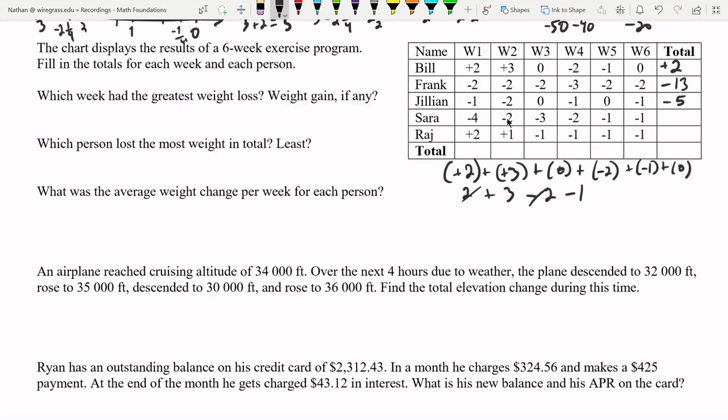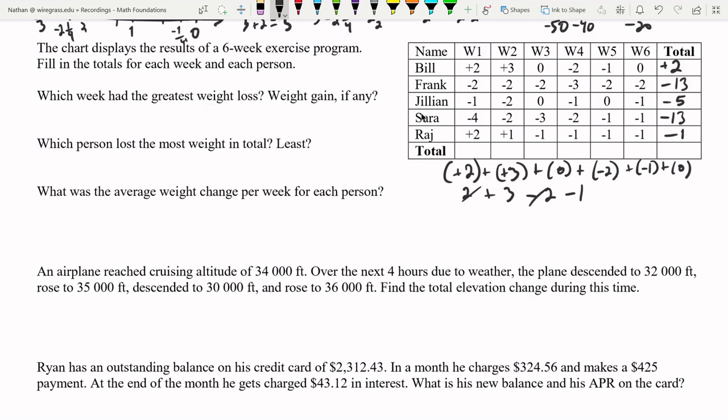Here we have minus 4, minus 2, minus 3. It's going to be minus 6. Then minus 9, minus 11, minus 12, minus 13 here. Then plus 2 plus 1 is plus 3. Minus 1 is 2. Minus 1 is 1. Minus 1 is 0. And minus 1 is minus 1. Okay, that was going across the rows.